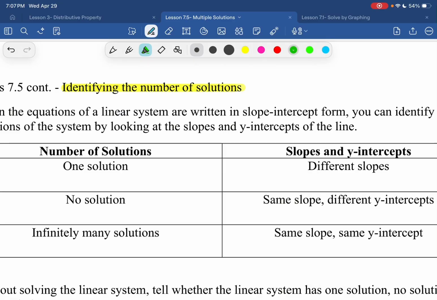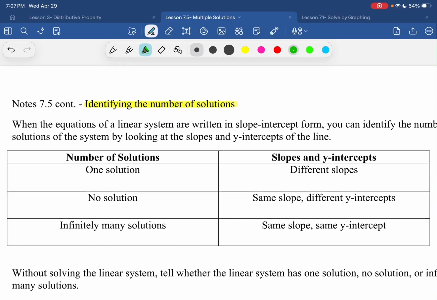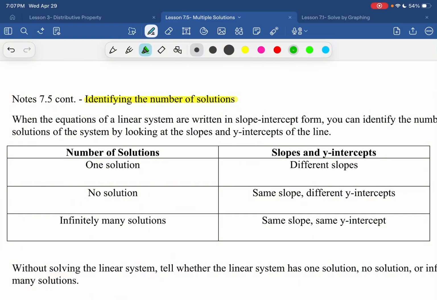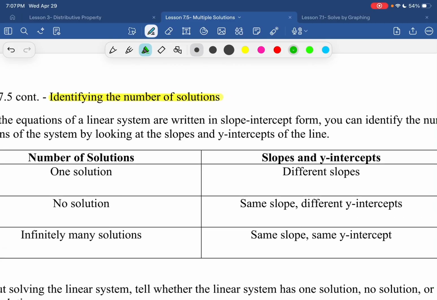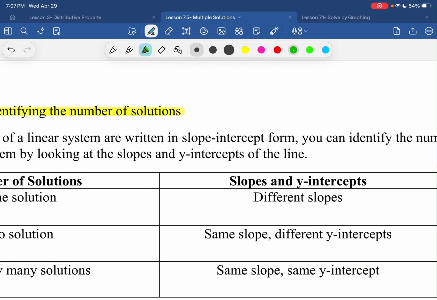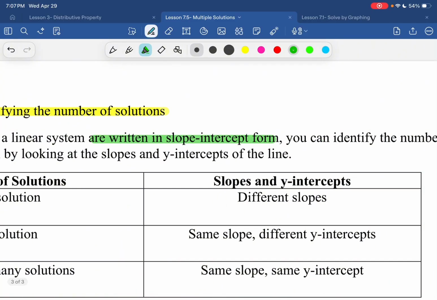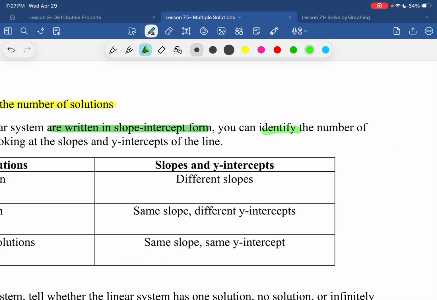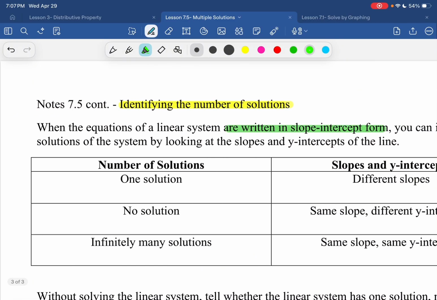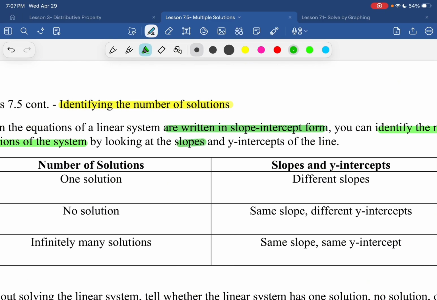Okay, I want to repeat it one more time, right? So when the equations of a linear system, so remember, linear system, 2 linear equations, are both written in slope-intercept form, you can identify the number of solutions to the system by looking at the slopes and the y-intercepts of the lines.